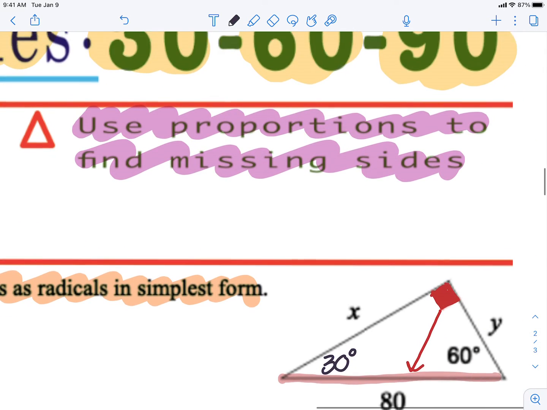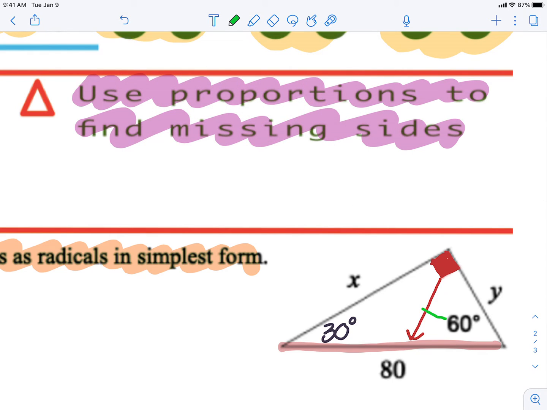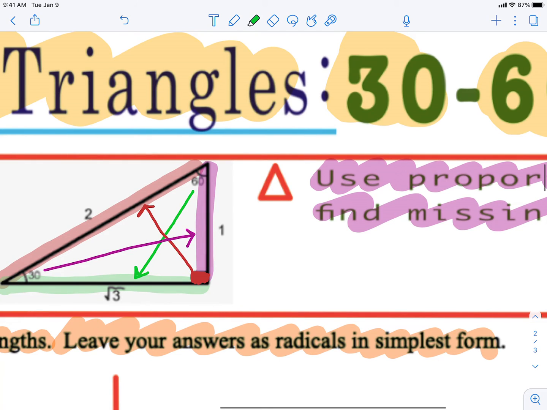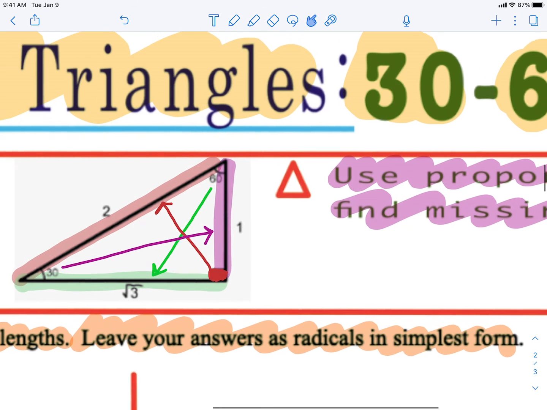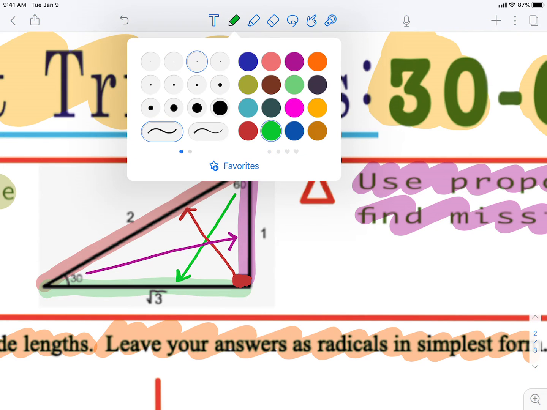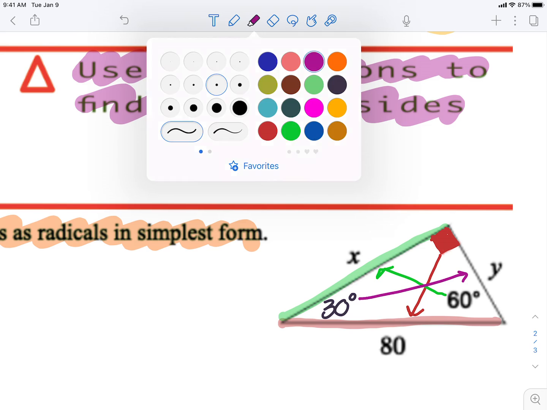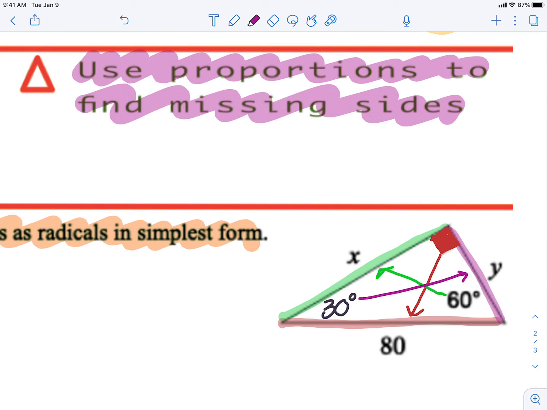So what did I use for 60 here? Let's see. 60 is green. Across from the 60 is green, so let us use green. This is the long side. Finally, across from the 30 we use purple. So we use purple across from the 30. This is going to be purple.